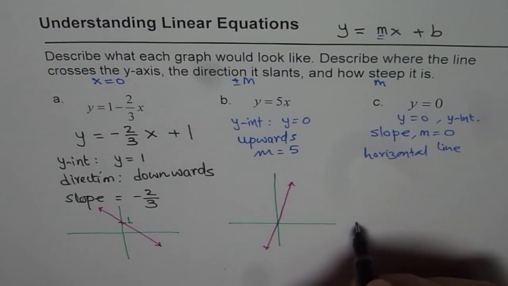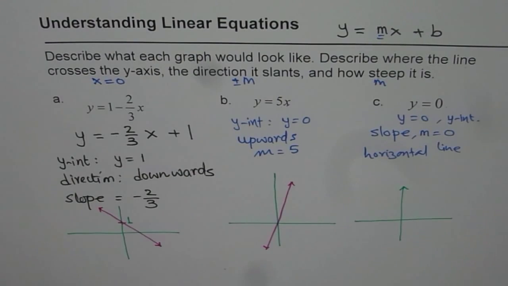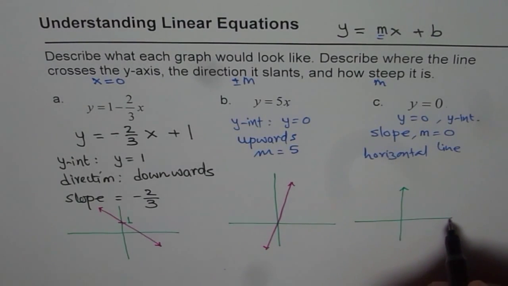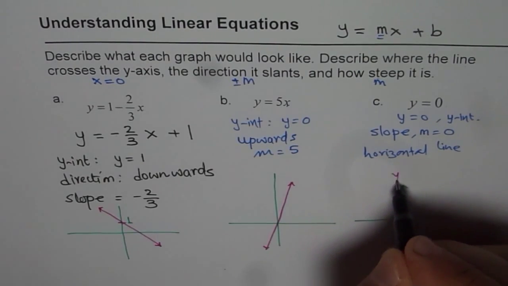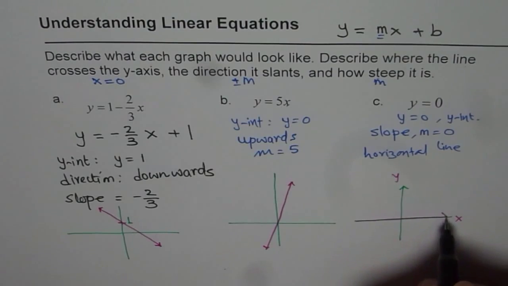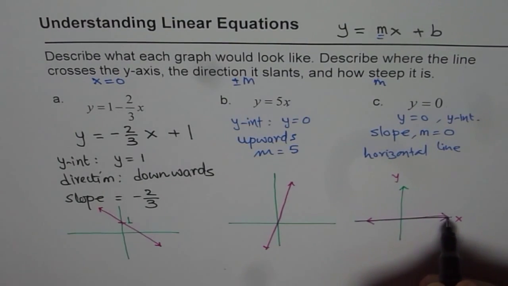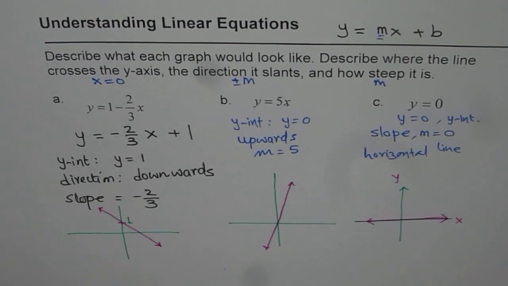So how will you draw this line? It's a tricky thing. Y equals 0 really means that for each and every value of x, y is 0. So this is the y value, this is the x value, and if y has to be 0, then the line should lie along the x-axis. So that becomes your line. A horizontal line along the x-axis is y equals 0.